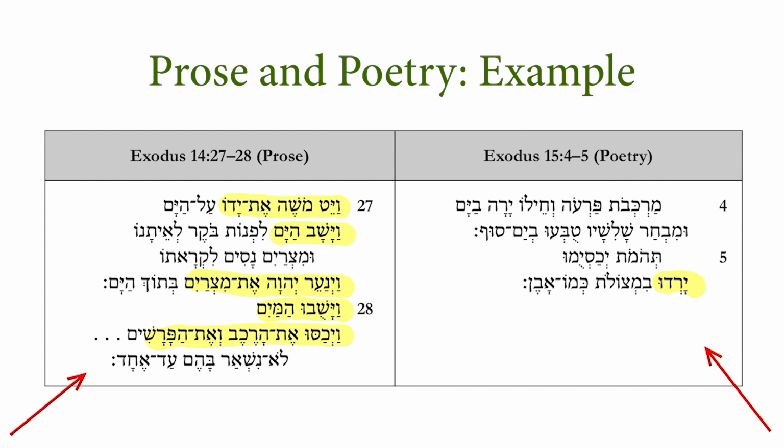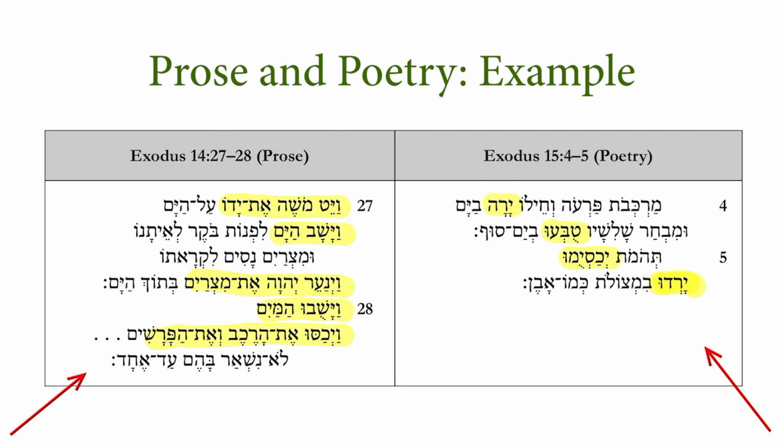In the first clause, we have a perfect verb. In the second clause, we have a perfect verb. In the third clause, we have an imperfect verb, but not with the wow consecutive. And in the fourth clause, again, we have the perfect verb. So you can see that the choice of verbal conjugation is different, and even the placement of the verbs are different in Hebrew poetry. You'll also see a variety of language in Hebrew poetry that's not normal in Hebrew narrative.